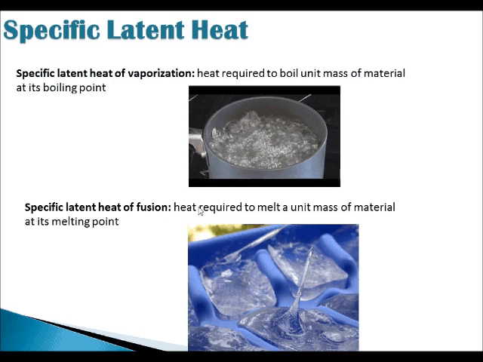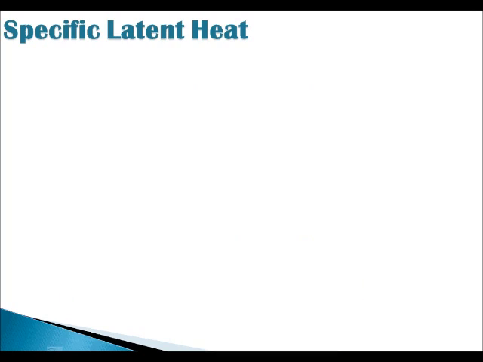Okay. And there's a similar definition for the specific latent heat of fusion. So the specific latent heat of fusion is the heat required to melt a unit mass of material at its melting point. And so let's use the example of water again. Let's say we have a block of ice that weighs 1 kilogram. That's our unit mass, 1 kilogram. How much heat energy do we have to put into that frozen ice block to cause all of that to melt?